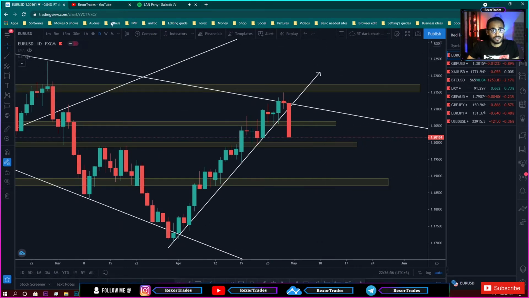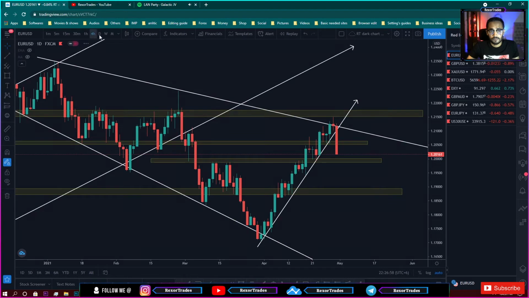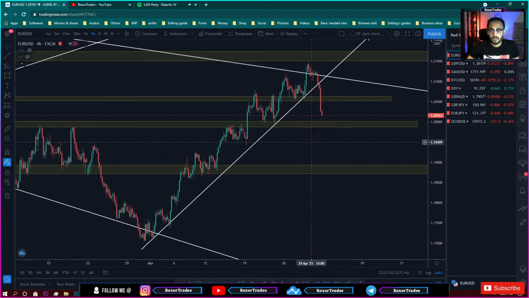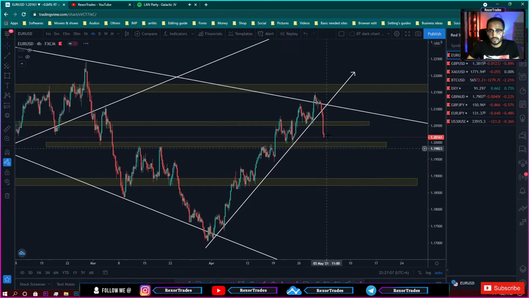Now what we can do is we can go to a shorter time frame, like a 4-hour time frame, and we can draw some zones. Okay, the zones are already there. You see there's one zone and there's another zone. So what we can do is we can wait for Euro US dollar to probably make some pullback towards this zone or even this zone over here.